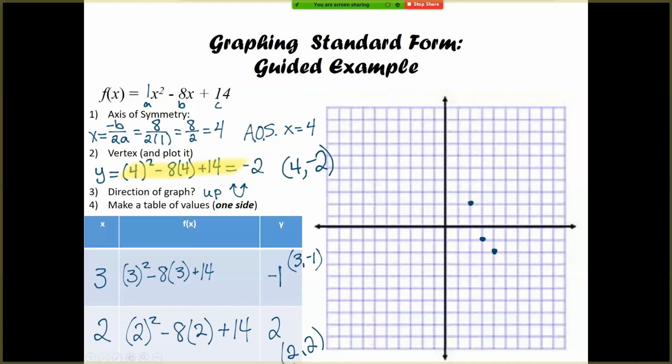To graph that, I'm going to the origin, I'm going right 2 and then up 2. And that is half of my parabola. Remember, your axis of symmetry goes through your vertex, so I'm going to draw my dotted line for my axis of symmetry.